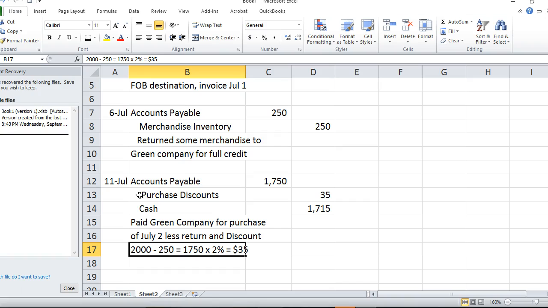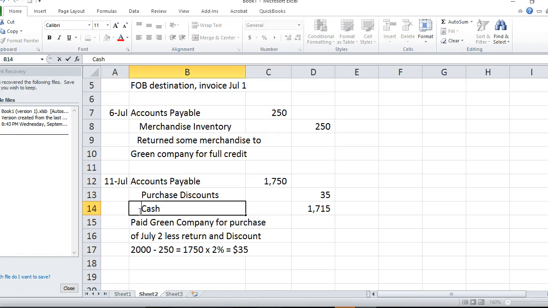We always want to zero out our accounts payable because we don't owe them anymore. But we want to keep track of the discounts that we've taken advantage of. So we record that discount in an account called purchase discounts, which will help reduce the purchase price on the goods, won't it? And the difference is going to be cash here. Okay?